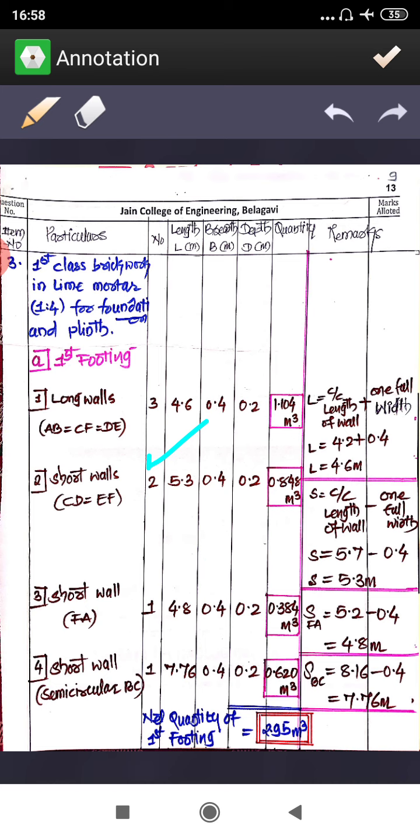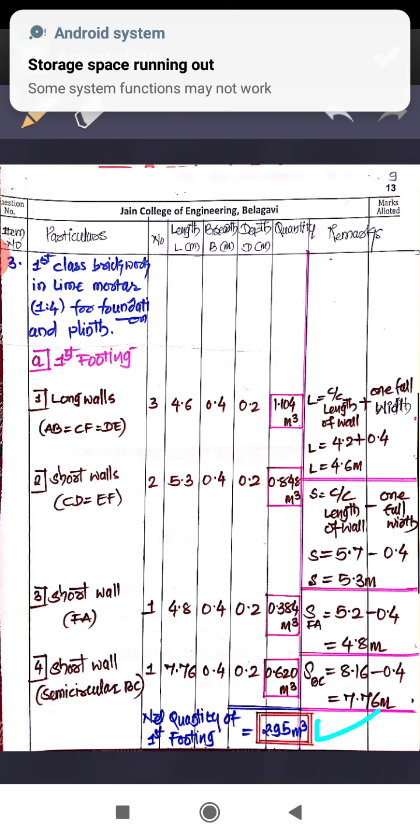The next is short wall BC. Now here the length is 7.76, that is 8.16 minus 0.4. So that 7.76 you have to take, then into 0.4 into 0.2. So I'll be having 0.620 meter cube. Now altogether the total quantity of first footing is 2.95 meter cube.